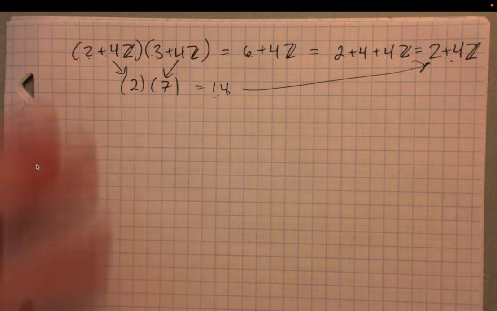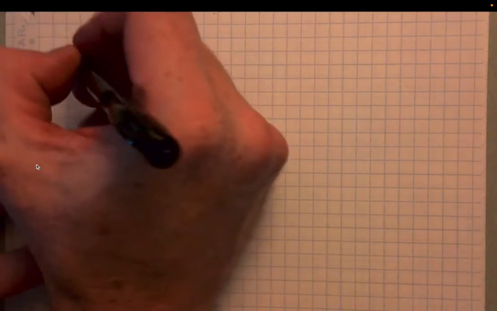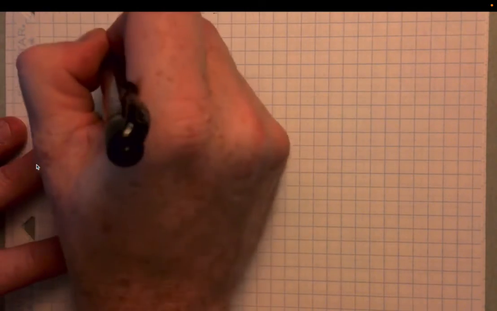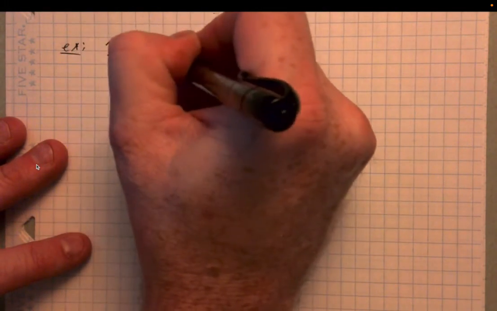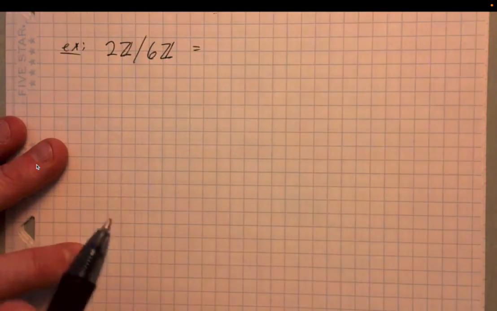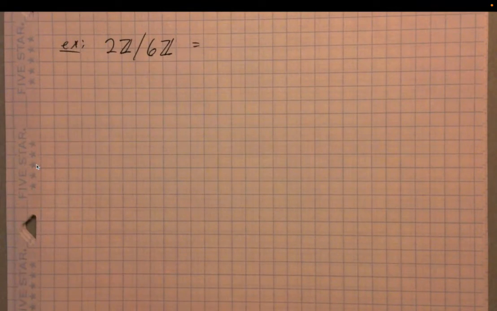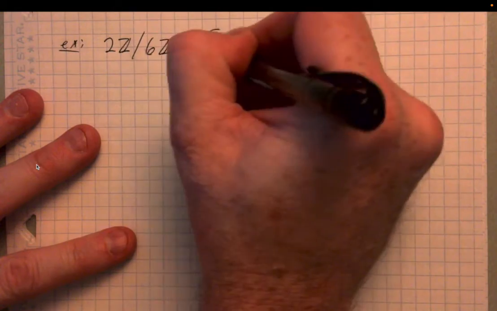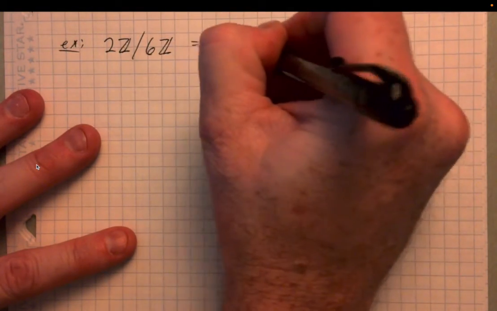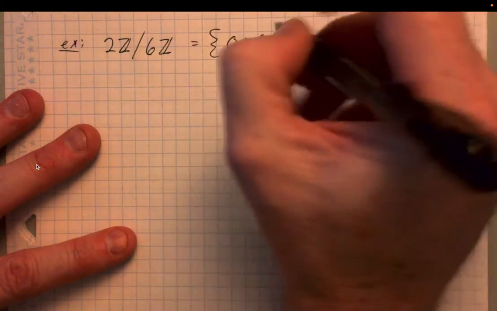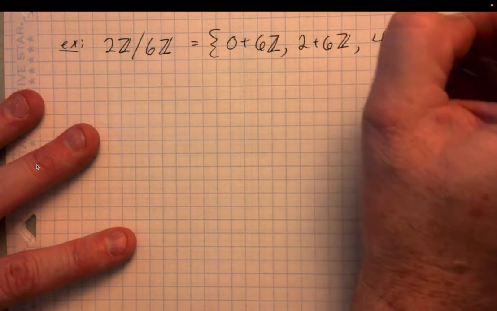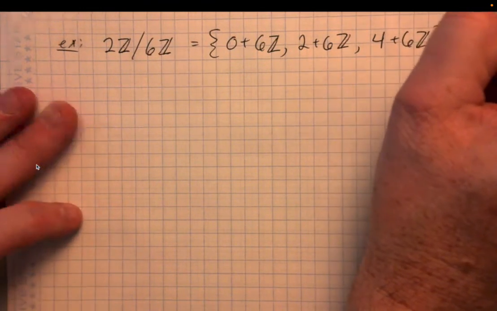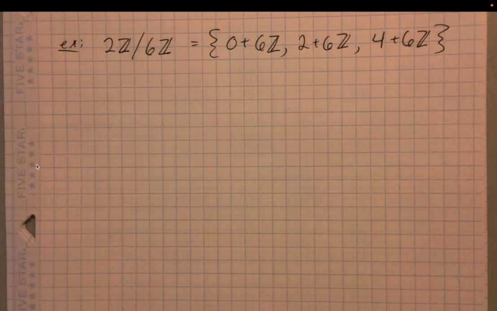Okay. How about another one kind of similar to this, a little bit more complicated and also simpler in some sense? So what about this factor ring? 2Z mod 6Z. Okay, I think I'm saying that backwards. 6Z mod 2Z. No, 2Z mod 6Z. Yeah. So what are these cosets? You've got 0 plus 6Z, and you've got 2 plus 6Z, and you've got 4 plus 6Z. Are there any others? Nope.